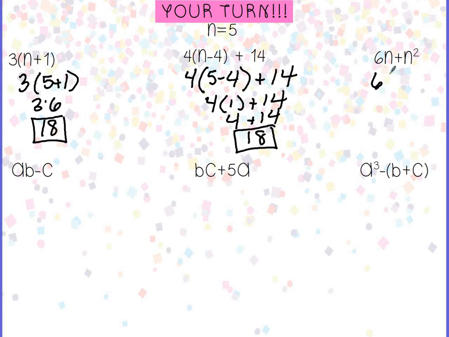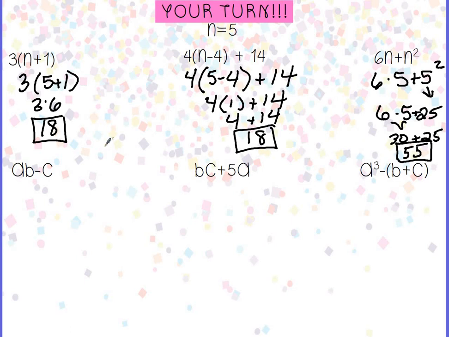Here I have 6 times 5. Remember, when they're connected, that means multiplication, plus 5 squared. I do the exponent first, so I get 25, because 5 squared means 5 times 5. And then 6 times 5 would be next, which is 30. Plus 25 gives me 55.